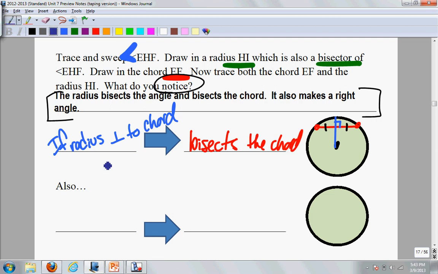Let's boil it down to the essential words. If perpendicular, then bisect. If perpendicular, then bisect.